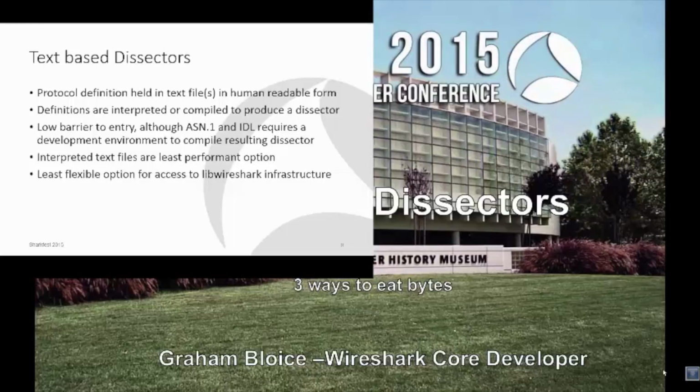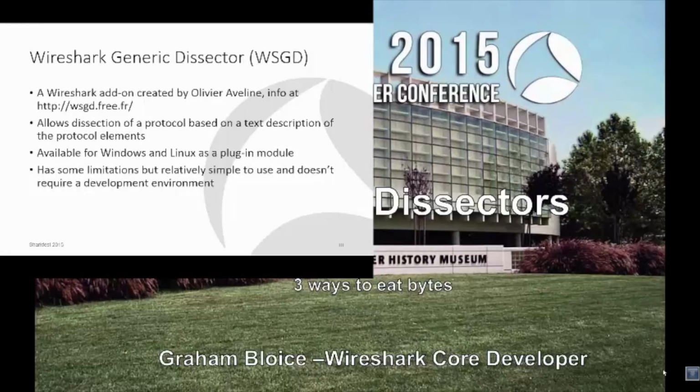The issue with it is it's pretty slow because the system is interpreting the text files every time. And it also gives you very limited access to the infrastructure in Wireshark for making your dissectors look good and do various complicated things in dissectors.